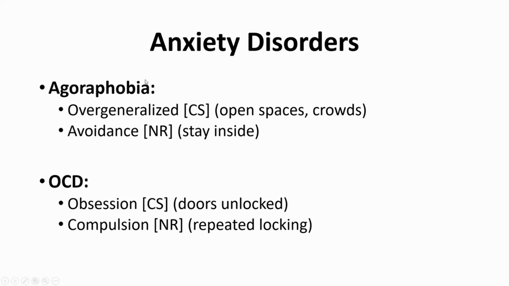So if we have something like agoraphobia, which is a fear of open spaces, our conditioned stimulus for someone with agoraphobia would be any kind of open space or crowded area. And that tends to be an overgeneralization. There might have been an incident in a very large open space or a very crowded area that originally started this phobia, but over time it has overgeneralized to any open space or any crowded area. So our conditioned stimulus could be pretty much any space and anywhere with people.